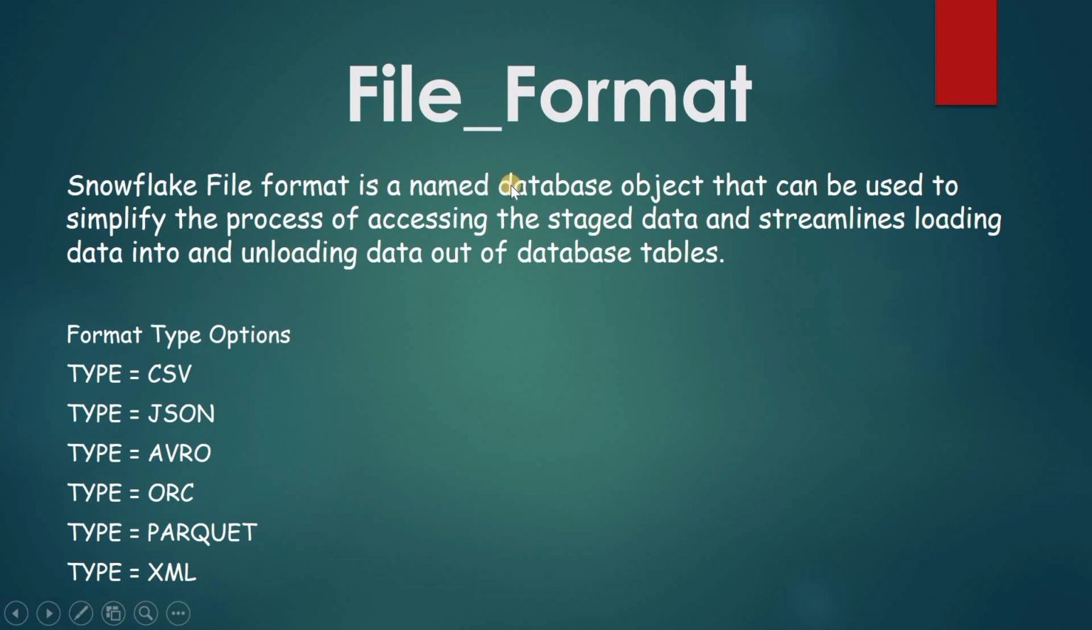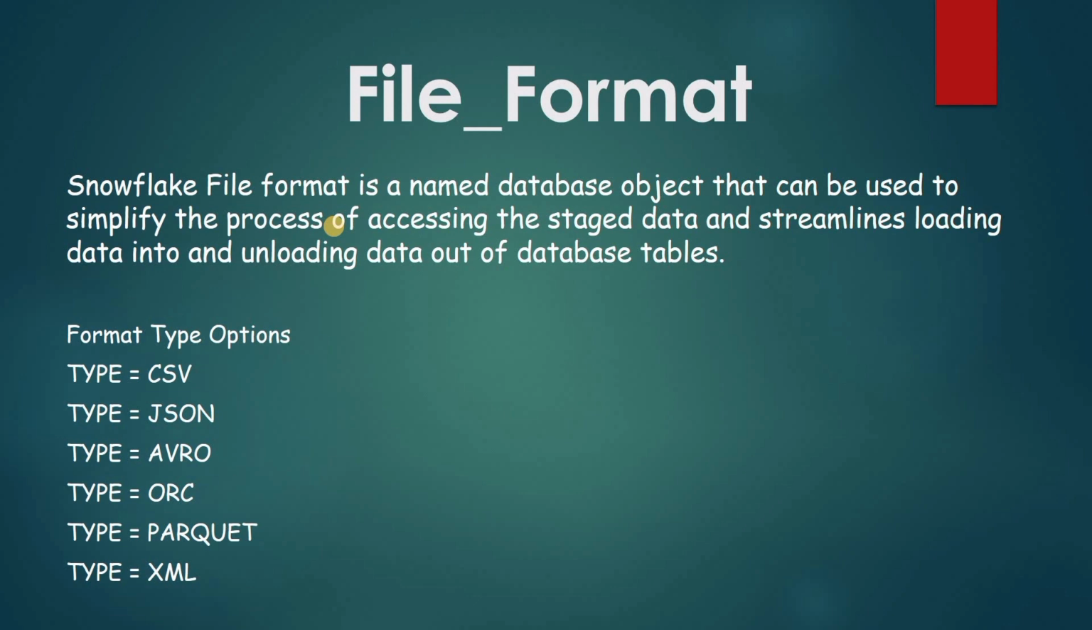So Snowflake file format is named as a database object. Basically it is a database object that can be used to simplify the process of accessing the staged data and streamlines loading data and unloading data out of tables. So basically file format is used just for accessing the staged data to the Snowflake tables. So that's all about the file format. If you want the brief description of the file format, then you can visit the description and watch that video.